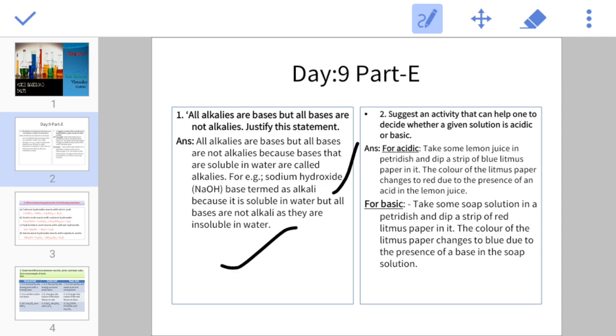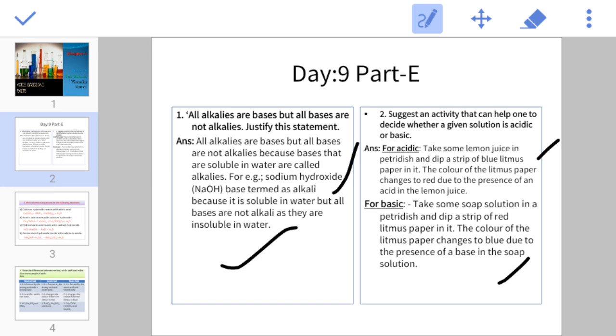Second, suggest an activity that helps one to decide whether a given solution is acidic or basic. We know that to decide whether a given solution is acidic or basic, we have an indicator. So here I am using the indicator litmus paper in both the cases. For acidic medium, take a lemon juice. We know which acid is present in the lemon juice, it is citric acid, but we have to find out whether it is acidic or basic.